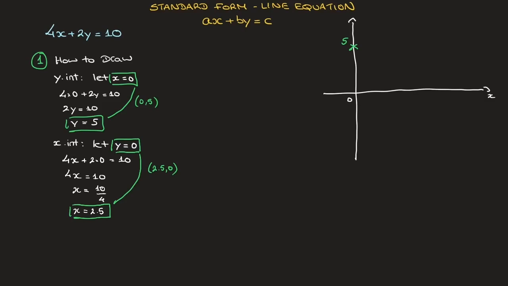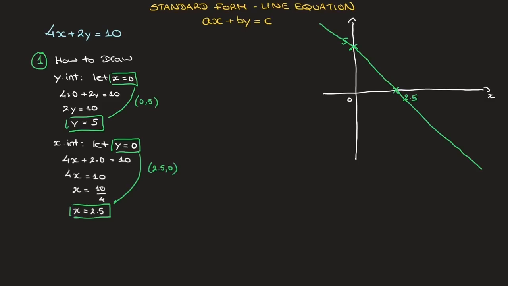And so I could go ahead and add that to our grid here. I could say that 2.5 is roughly there. And so this is the point at which the line crosses the x-axis. Now that we have the two intercepts, we can draw the line passing straight through them. So that would look something like this. And we're done. We've just drawn the line 4x plus 2y equals 10.